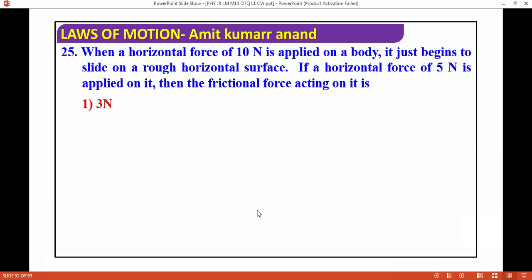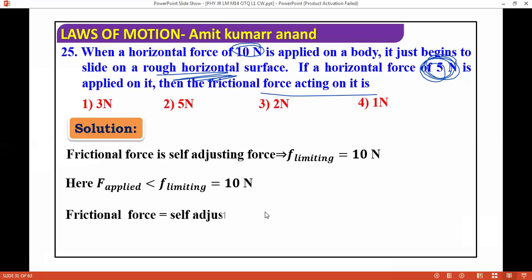Next question is, when a horizontal force of 10 Newton applied on a body just begins to slide on a rough horizontal surface, if a horizontal force of 5 Newton is applied on it, then what is the frictional force acting on it? Basically, a horizontal force of 10 Newton just begins to slide the body, which means this is static friction, the limiting value. If a horizontal force of 5 Newton is applied, you are applying less than the limiting friction, so friction will be equal to your applied force.